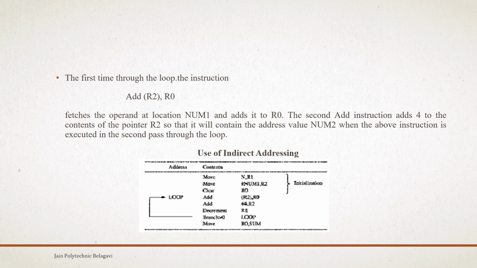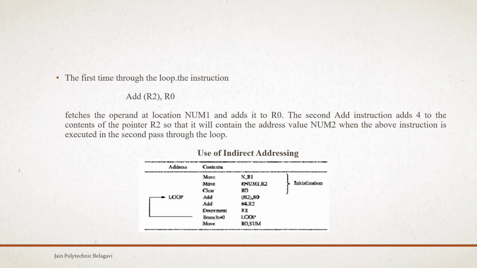After that, you can see here the second instruction, the add instruction, adds 4 to the contents of pointer R2. This is done so that R2 now points to the next number. The next number is present 4 bytes later. So after this, R2 will contain the address of the second number. Then it will decrement R1. Decrement R1 means one number is added, so it decrements the value by one. Again it will check branch if greater than 0. Now it is greater than 0, so it comes back here.